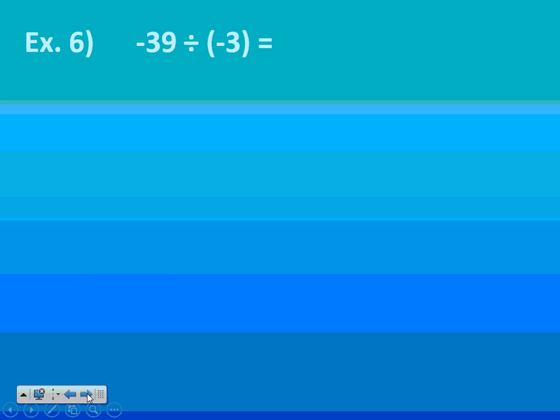All right, here we go. 4 more examples and we're done. Let's just do a couple of these. So, drop your signs. 39 divided by 3 is 13.